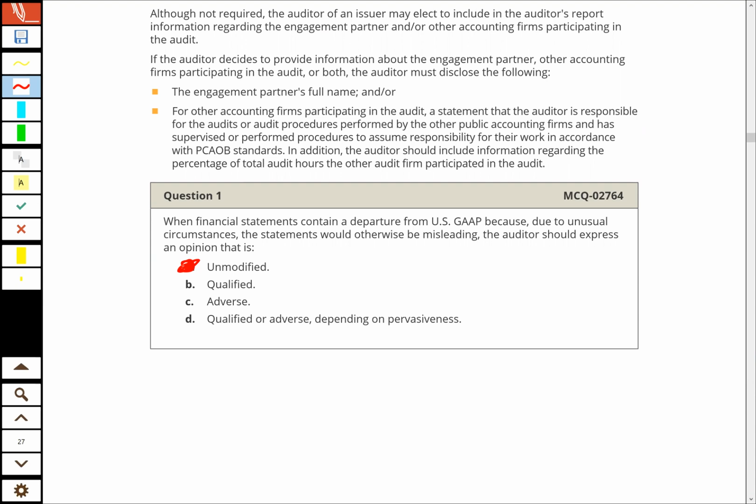Okay, so here we say when financial statements contain a departure from GAAP because, due to unusual circumstances, the statements would otherwise be misleading, the auditors should express an unmodified opinion. So they're telling us here, just in this question, nowhere else in the textbook, and no one can give me an example of when this happens, that if the company followed generally accepted accounting principles, the statements would be misleading. Then they tell you, go ahead and let them not follow the standards and give what? An unmodified opinion. Okay, if you say so.